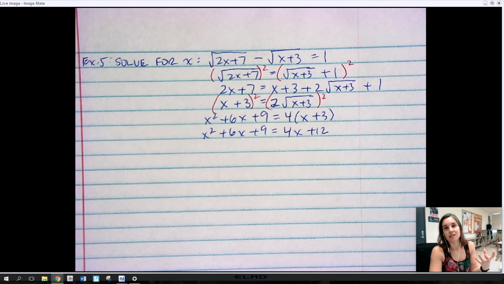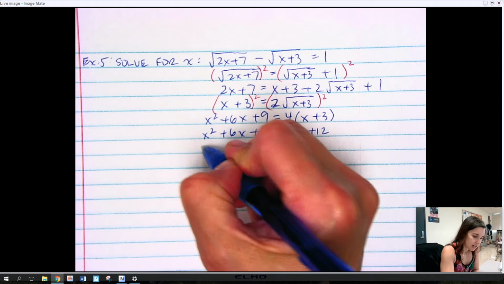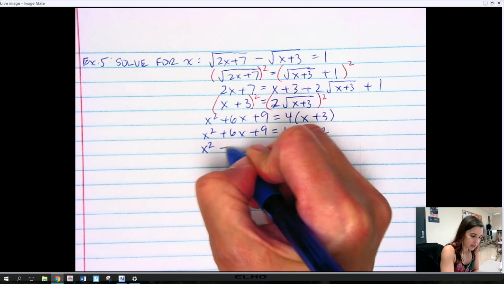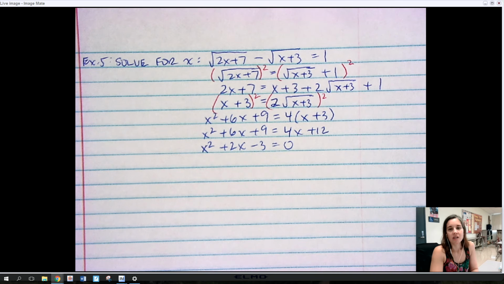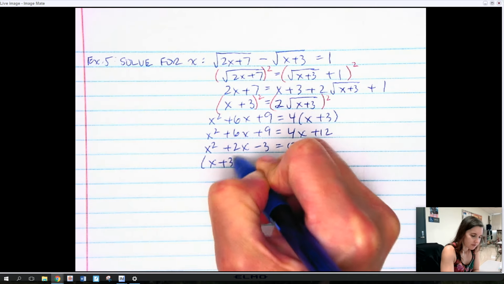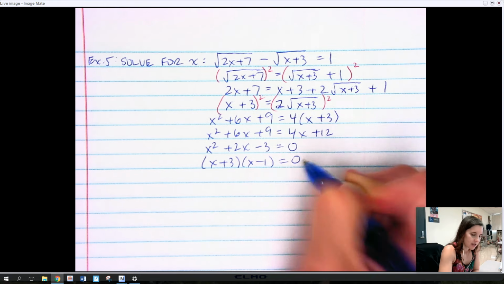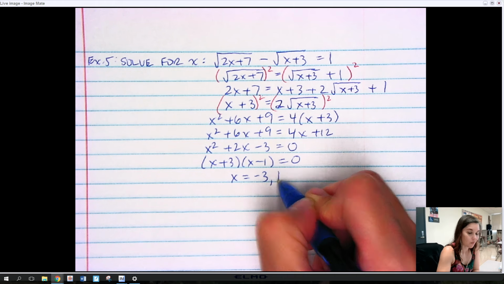Now, whenever I see an x squared, I know I need it to be equal to 0 to solve. So I'm going to move everything over here to the left. So I have x squared minus that 4x is 2x, minus that 12 is negative 3 equals 0. So now I'm going to factor it. So if I use a star, what two numbers can you think of that add to 2 but multiply to negative 3? That would be a positive 3 and a negative 1. So if I solve this first one, I'm going to get negative 3. And if I solve that one, I'm going to get 1.